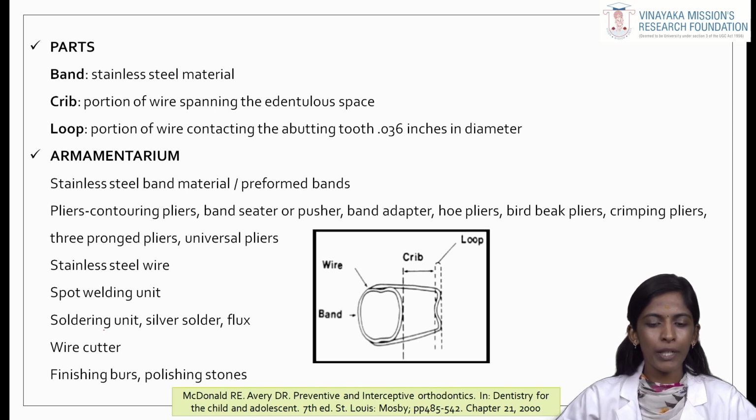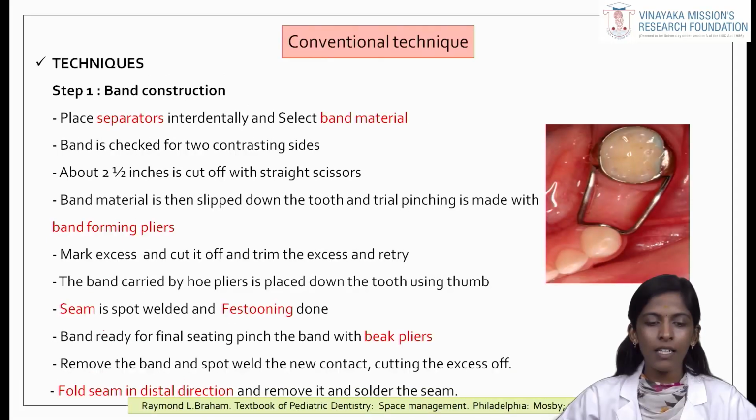Pliers include contouring pliers, band seater or pusher, band adapter, hoe pliers, beak pliers, crimping pliers, three-prong pliers, and universal pliers. And stainless steel wire, spot welding unit, soldering unit, silver solder, flux, wire cutter, finishing burs, and polishing stones. Then moving on to the technique, step 1 is band construction.